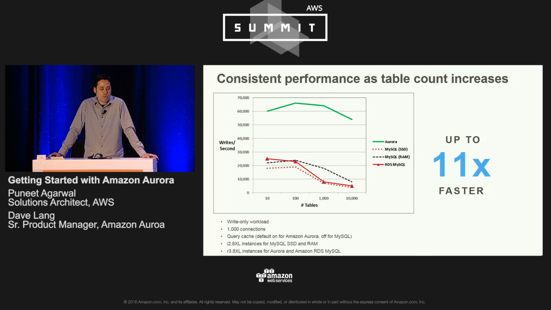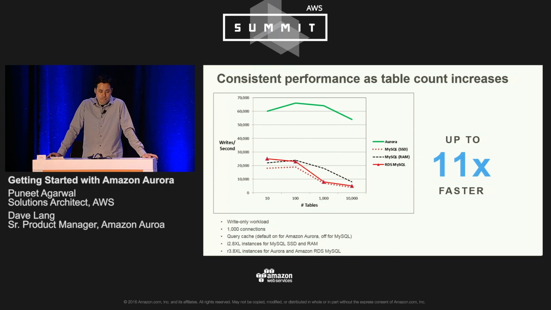So here's an example where we ran sysbench, but we varied the number of tables. So we started with 10 tables, and then we took it up 3 orders of magnitude to 10,000 tables just to see how the performance would vary. The line at the top is Aurora, and below are 3 setups of MySQL: MySQL running on SSDs, MySQL on RAM disk, and MySQL running on RDS.